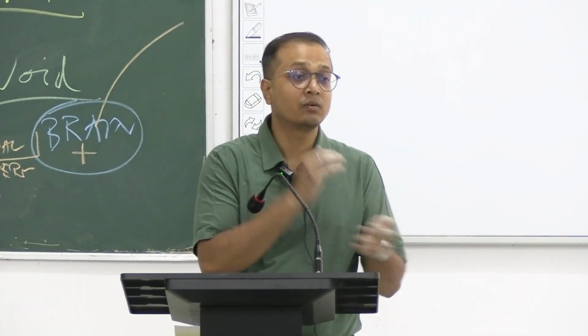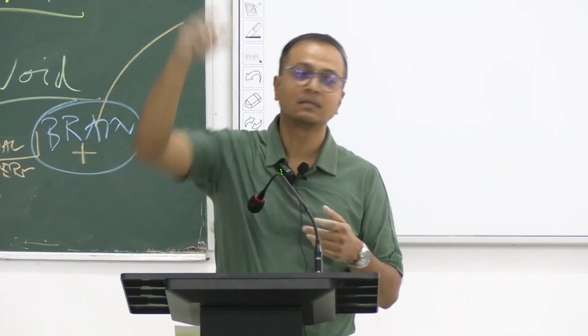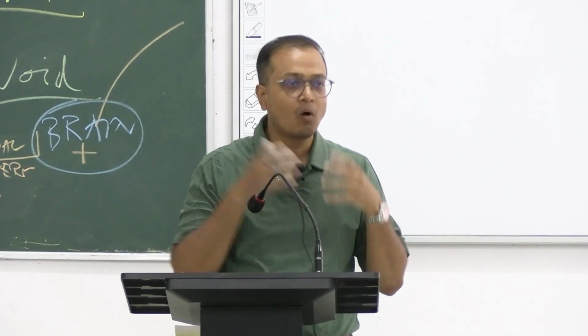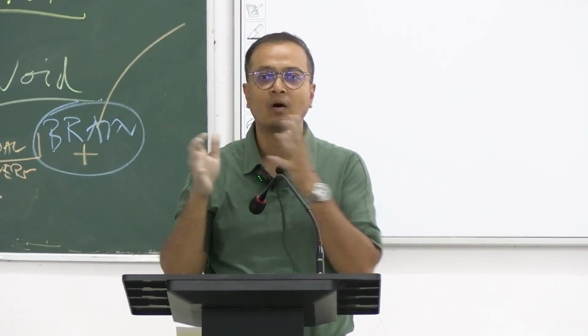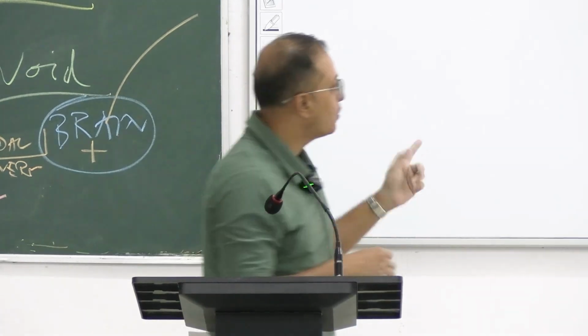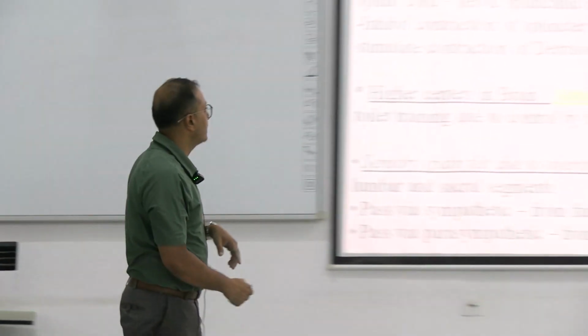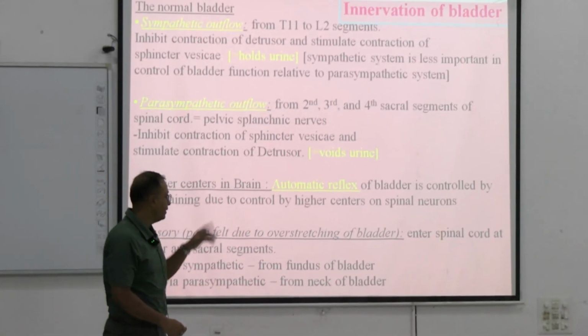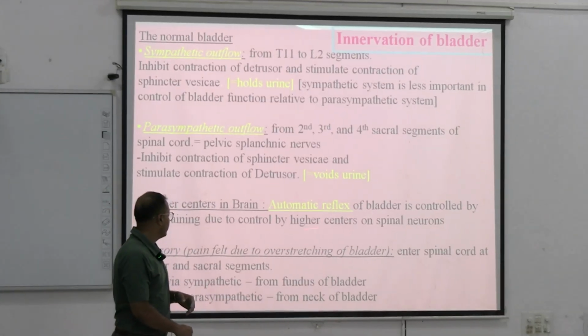So, sympathetic control, parasympathetic control, and higher central control decide whether the release of urine is appropriate or not. Get it? So, we call this voiding urine, the sympathetic flow which is holding, and it is all super-controlled by the brain.